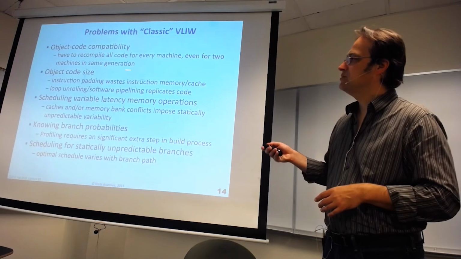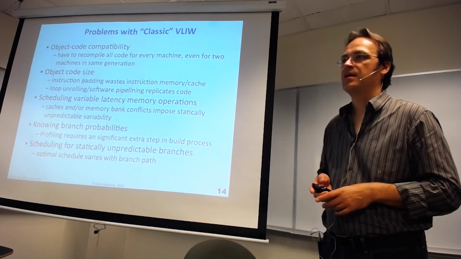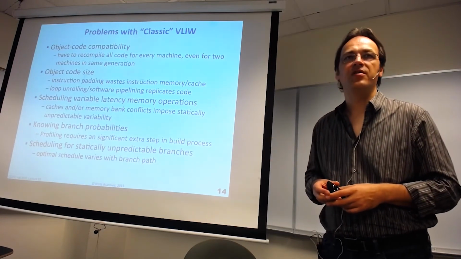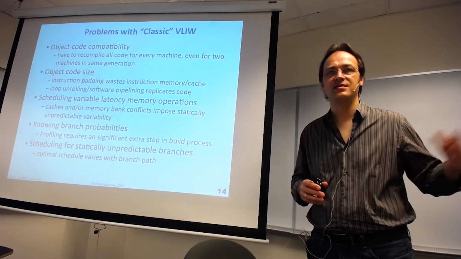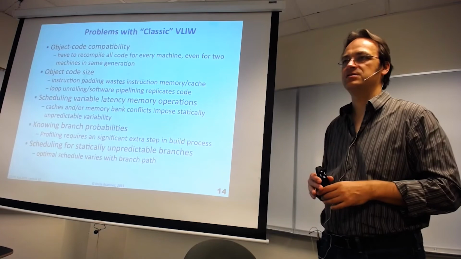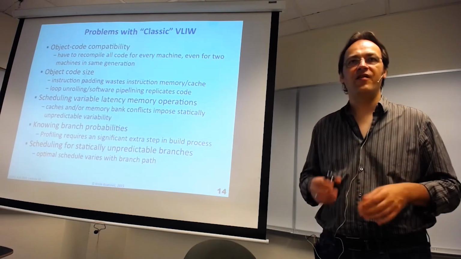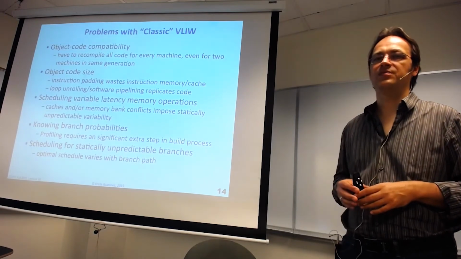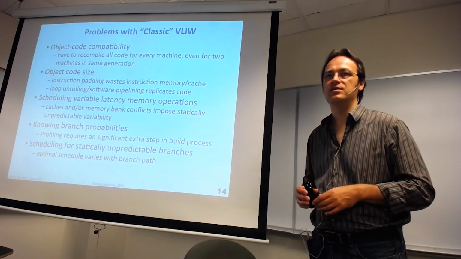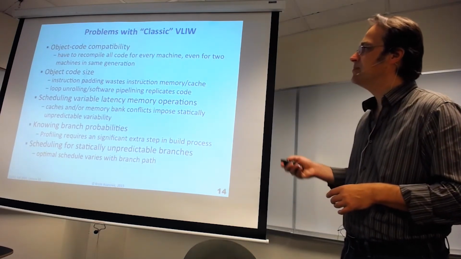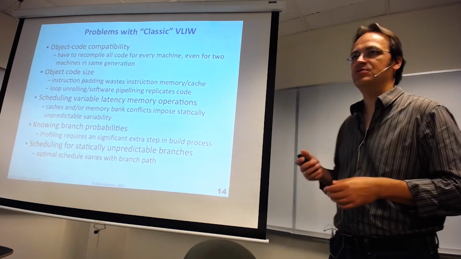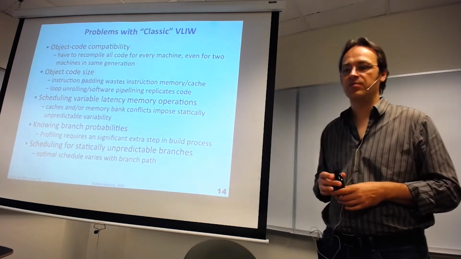And the problem is you would have to recompile the code for every new machine or every new generation of machine. So this is almost the antithesis of the IBM 360 model, where you have a standardized architecture with many different implementations. Here the compiler is very much aware of the microarchitecture of each implementation, and you're regenerating binary code for each of those instances. And what's worse is even for two machines in the same generation, you'd have to recompile the code.